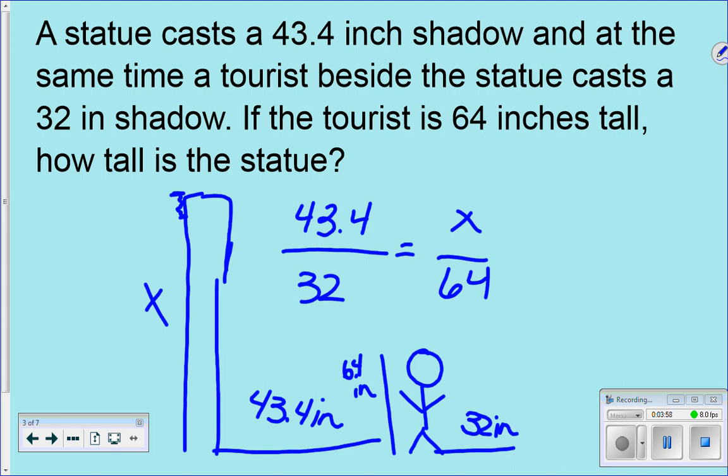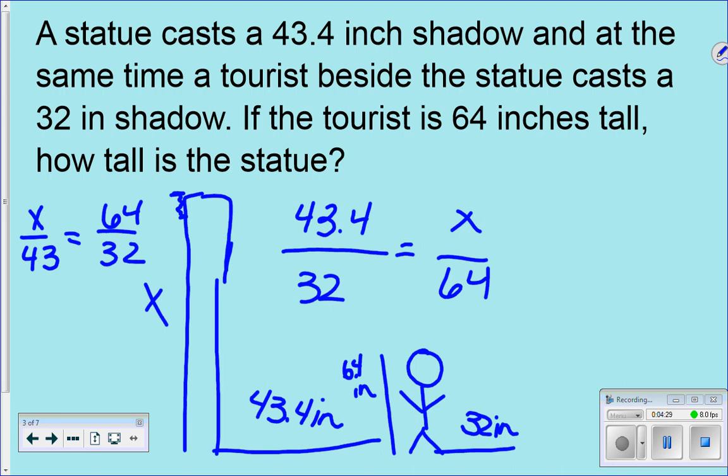Okay, I would set mine up a different way. Let me show you how I would set mine up. My one side is the statue. I would set up x over 43.4 is equal to my torus, 64 over 32. That's what I would do to set it up, but that's fine. There are so many different ways you can do it. I think there are at least 4 different ways. But in the end, you're doing the same thing because you're multiplying the same numbers and dividing by the same number.